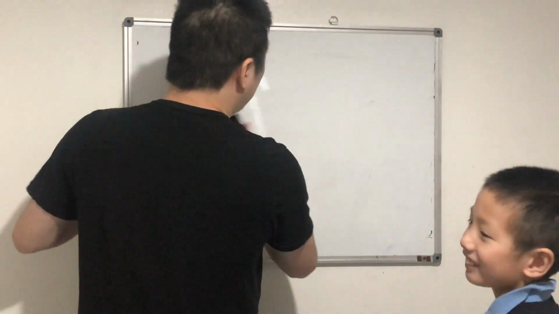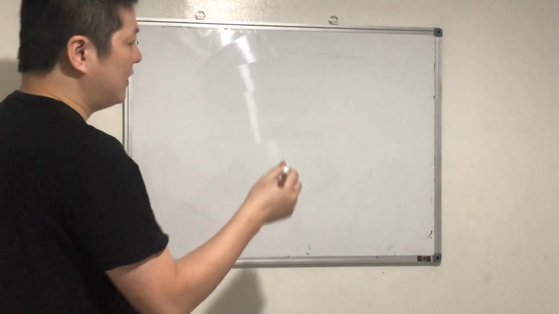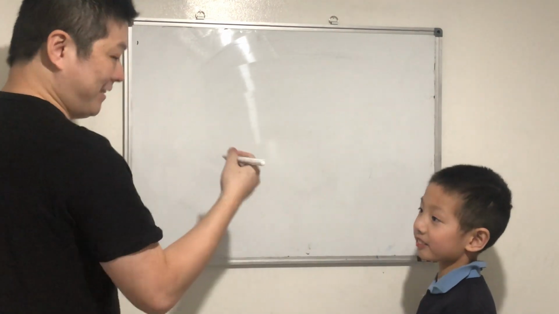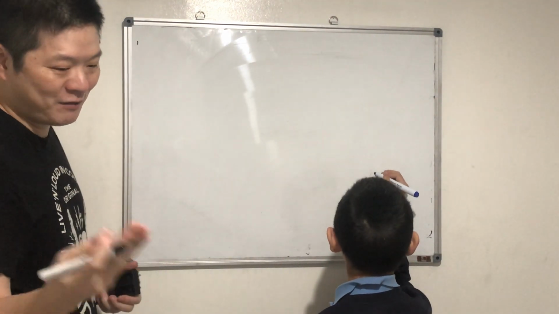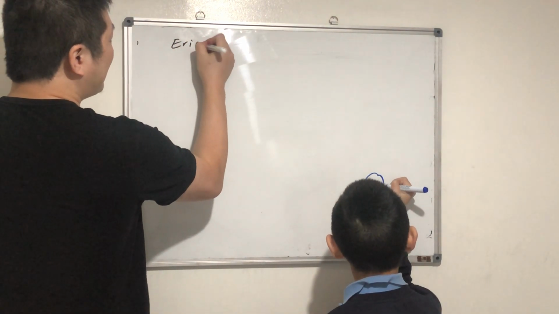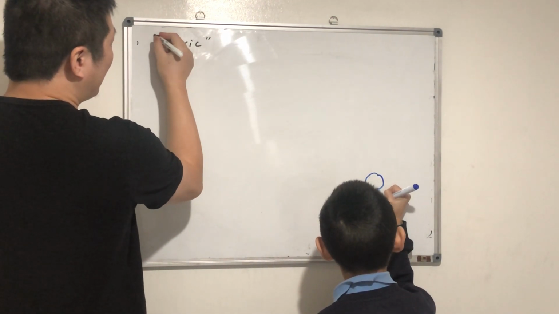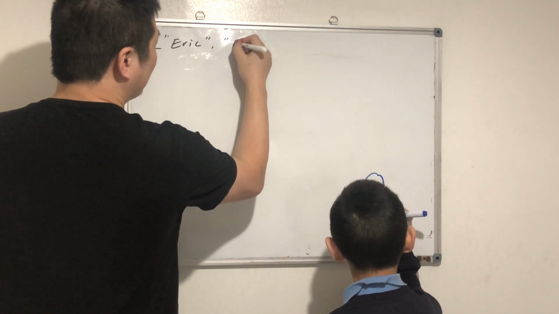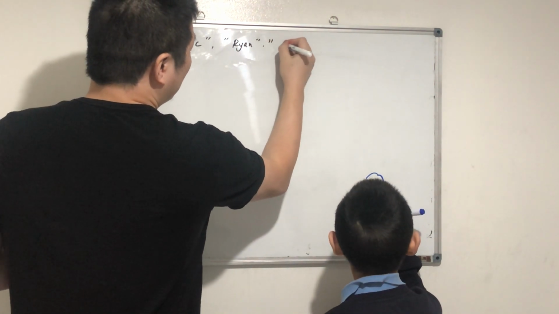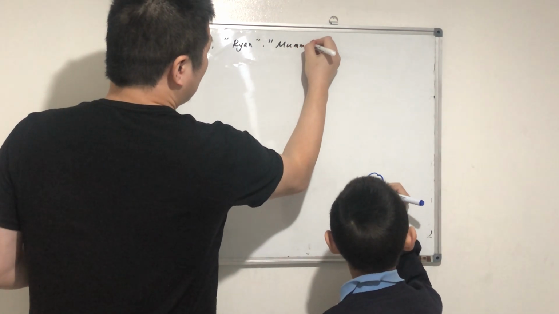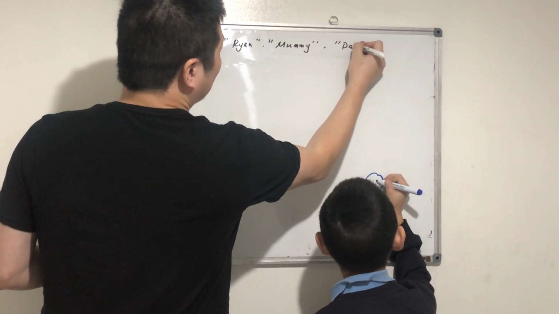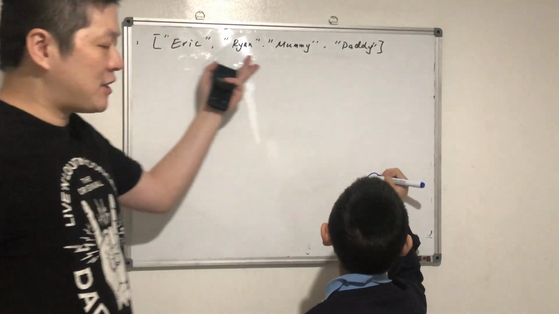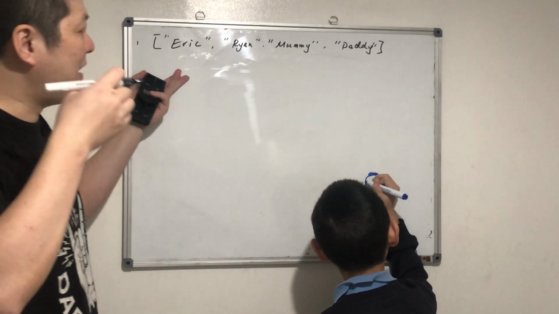So, for example, I have a list now. Let's say a prefix tree: Eric and Ryan, and mommy and daddy, four, okay? Look, E R I C. These four, you are given these four strings, a dictionary with these four strings. Ryan, mommy, and daddy. So this is the list of the dictionary, right?